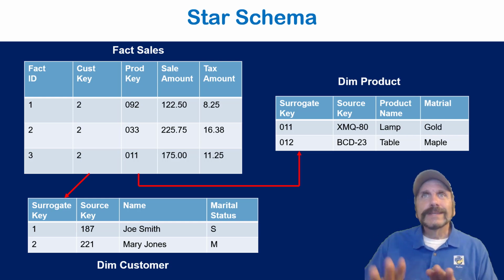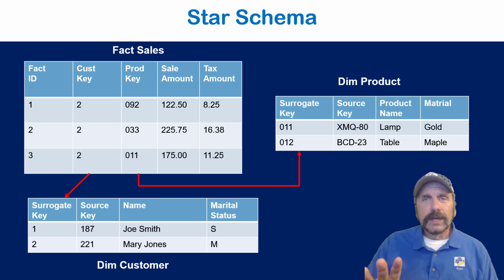All right. So we can see here, for instance, the fact sales table. And all we have in that that's actual information is the sale amount and the tax amount, nothing else. What we have also, if we go to the far left, is the primary key to the table. So that's just a sequence or something. And we have foreign keys that bring us to our dimension table. So cust key is a foreign key that points to the related dim customer, dimension of customer. Prod key points to the dim product table. And so you would use those values to get to the dim product table.